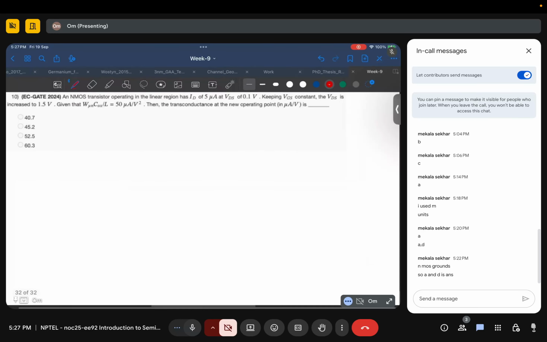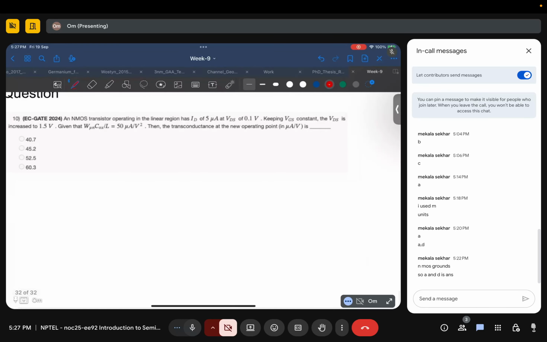Next. So this is the last question for today. The question is, an NMOS transistor operating in linear region has this much current and VDS of 0.1. Keeping VGS constant, VDS is increased to 1.5 volt. Then what is the transconductance at the new operating point? Please attempt this for a minute, then we'll solve it.